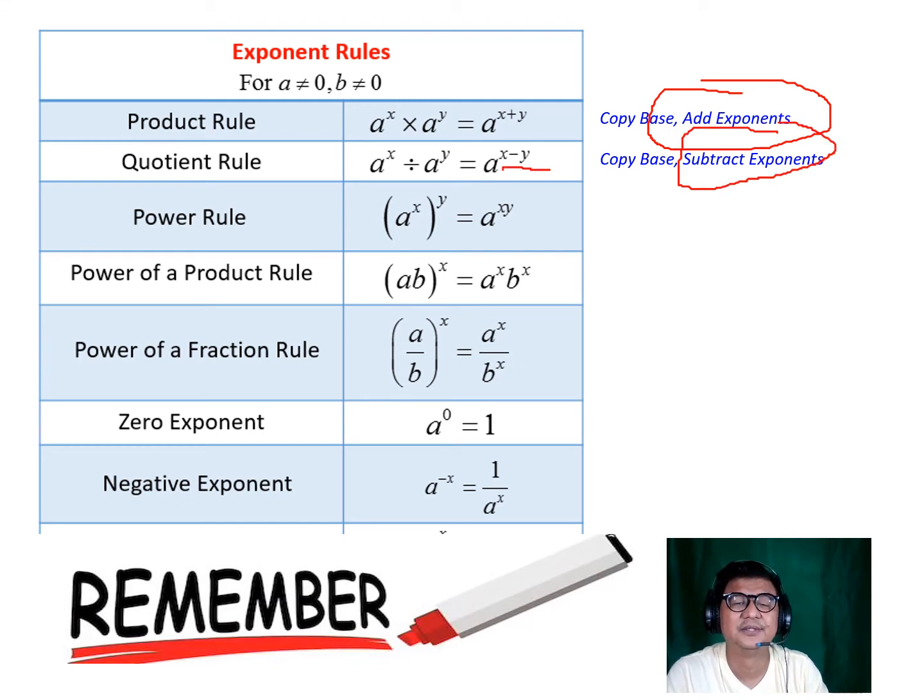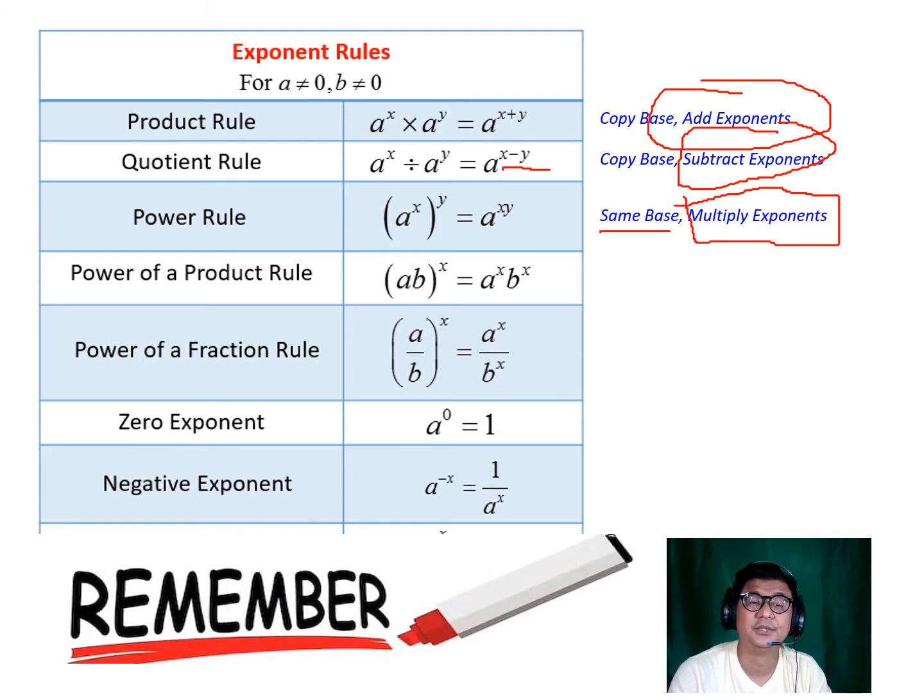Check it out. Now, the power rule is an exponent with an exponent. Don't worry about it. Multiply the exponents. But the base is the same, of course. Now, the power of a product rule is just to distribute this x outside. A gets a portion of that. B gets that too. You multiply it by whatever exponent it has.